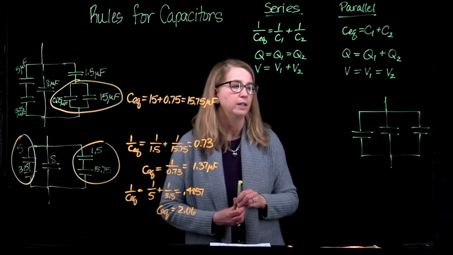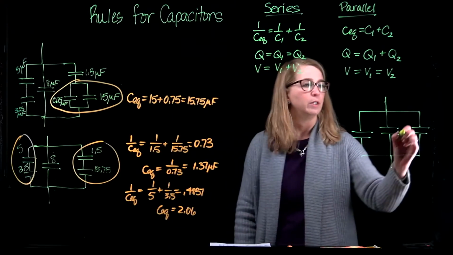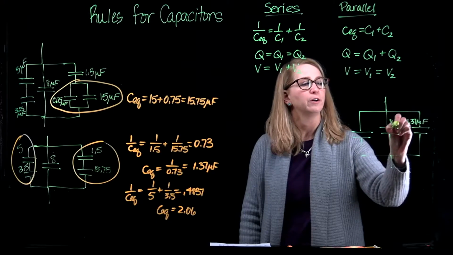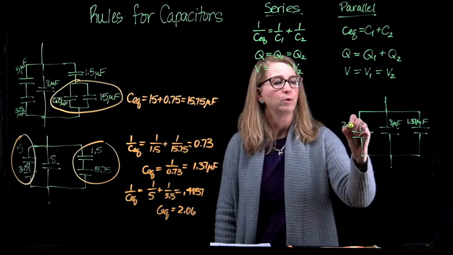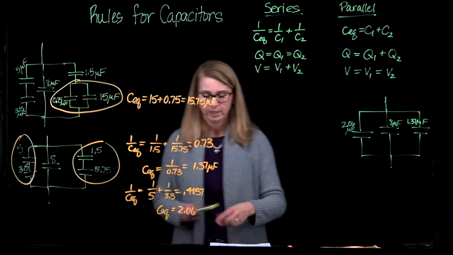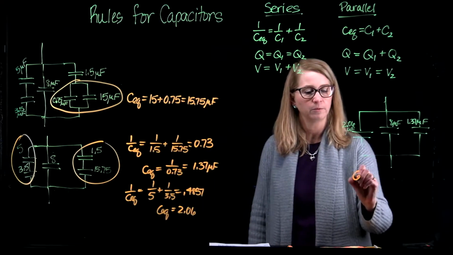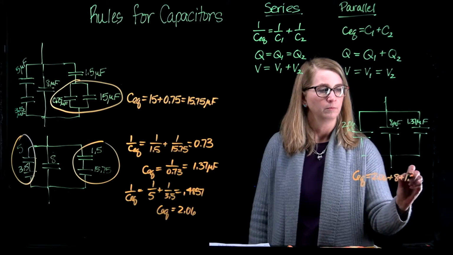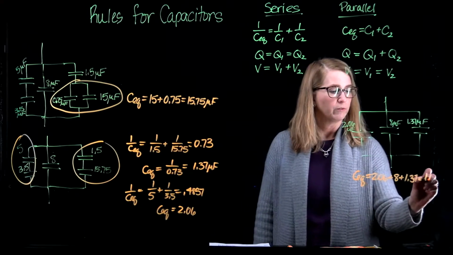So now I have 3 capacitors that are in parallel with each other. The one over here I found to be 1.37 microfarads. The 8 microfarad has just been coming along for the ride the whole time. And this one over here I found was 2.06 microfarads. When I add those 3 together, those are 3 that are in parallel, so I can simply add those together. And when I do that, I get 11.4.